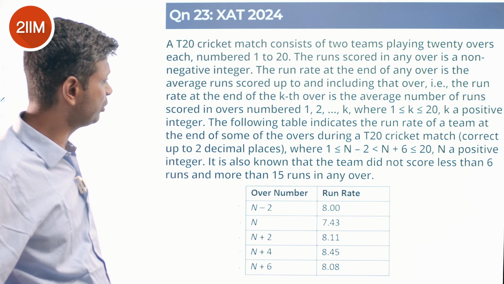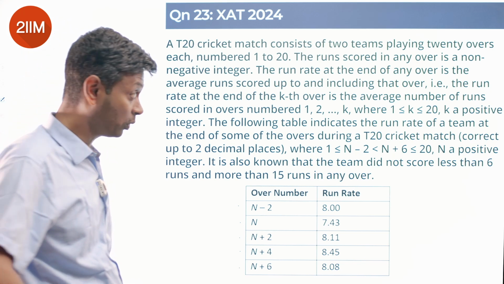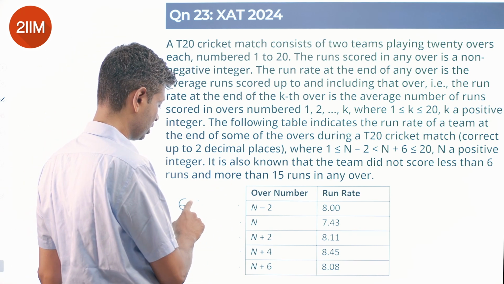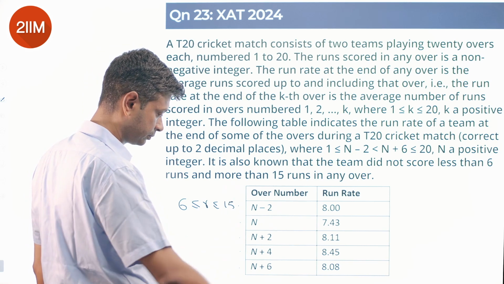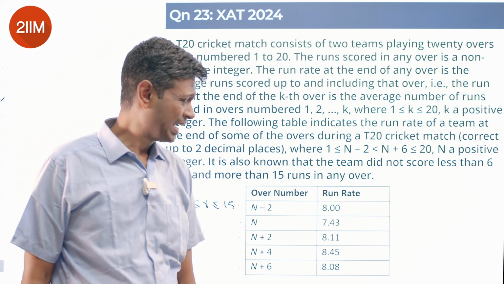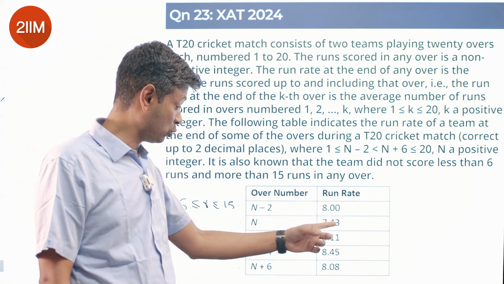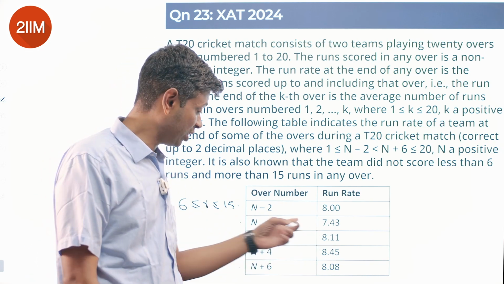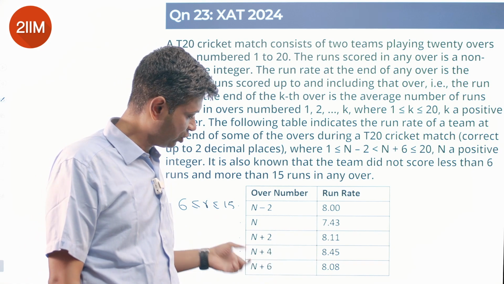It is also known that the team did not score less than 6 runs or more than 15 runs in any over. So 6 less than or equal to runs in an over less than or equal to 15 in any given over. Now if you can find n, this becomes simpler. Average of 8, so the total till that point should be 8 into n minus 2, 7.43 into n, 8.11 into n plus 2, 8.45 into n plus 4, 8.08 into n plus 6.